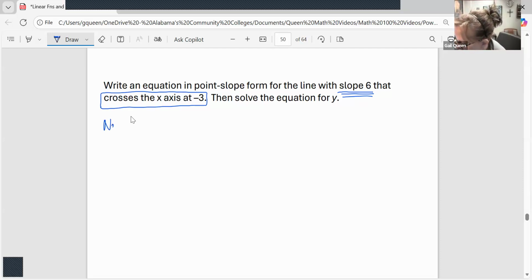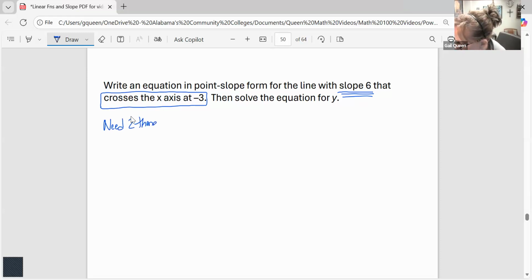So I need 2 things to accomplish the goal. If you're going to write the equation of a line, you have to have 2 things. You need a point on the line, and you need the slope of the line. All right, so this time the slope was handed to us on a platter. Oh, it's not 2 though. I don't know where I read that. 6, okay? So we have the slope, check.